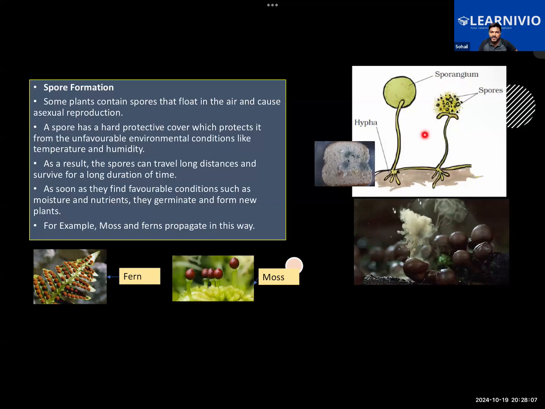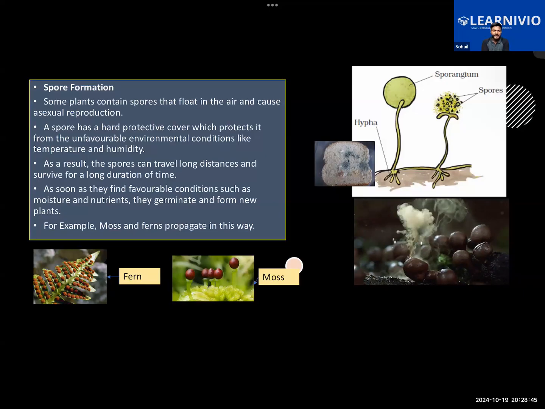Now you can see here, this sporangium has exploded, and from this, thousands of tiny spores have started to come out. Thousands of tiny spores are being released from the sporangium as it bursts, and wherever these spores land, if they find favorable conditions, if they get moisture and nutrients, from there they will start to grow into a new fungus. Is this thing clear?